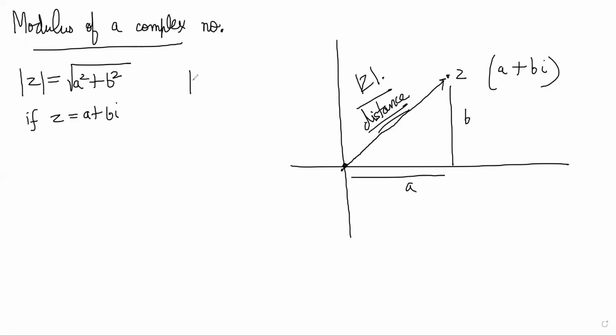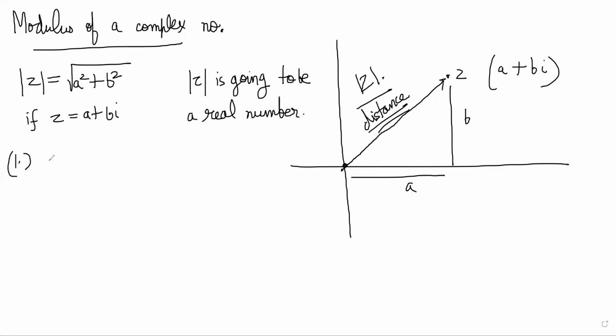And mod of z is going to be a real number, because it is a distance and distance is real. So anytime you have mod z, you mean basically root over the real part plus the imaginary part squares. So there are very obvious properties of modulus that we need to understand.